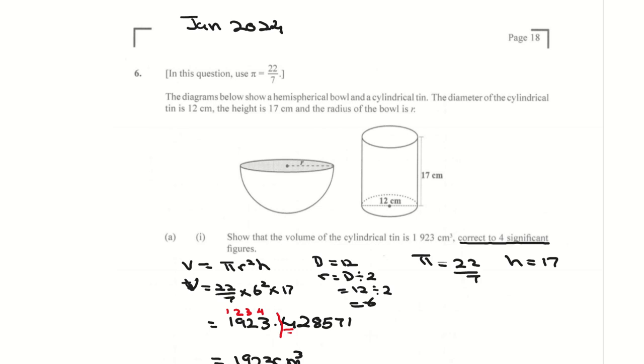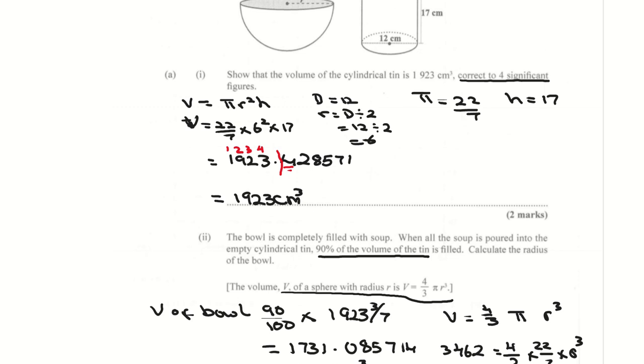1923.42857. They wanted four significant figures. You count the first non-zero digit, which is 1, 9 is the second, 2 is the third, 3 is your fourth. You draw a line. The number to the right hand side of your line is less than 5, so you don't add 1. So the answer would be 1923, as they told you. You just need to show that. Are we good so far, guys? Pretty straightforward, right? Let's go to part 2.